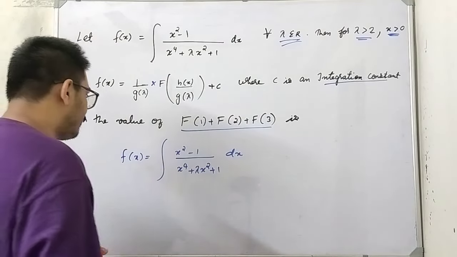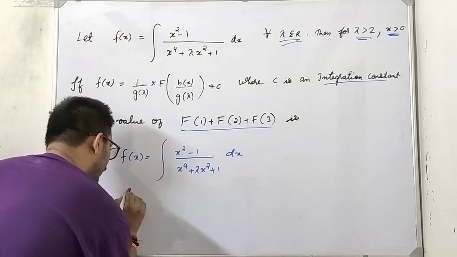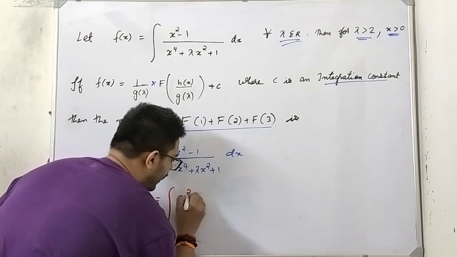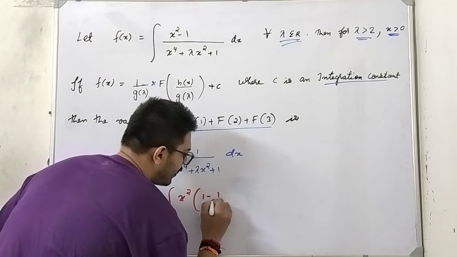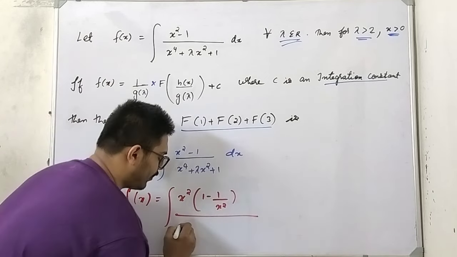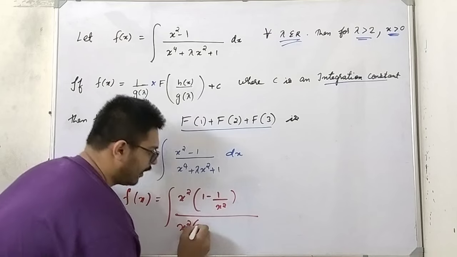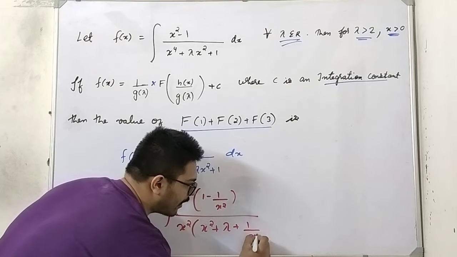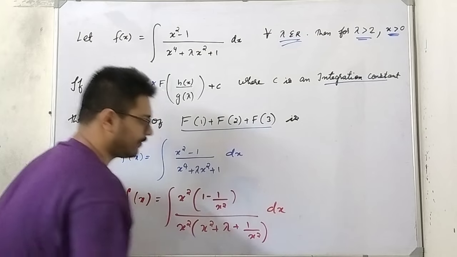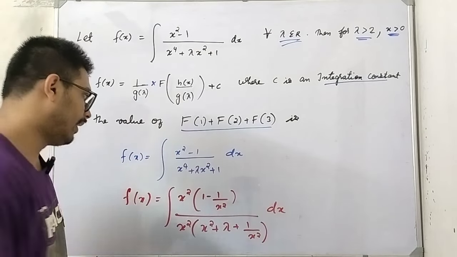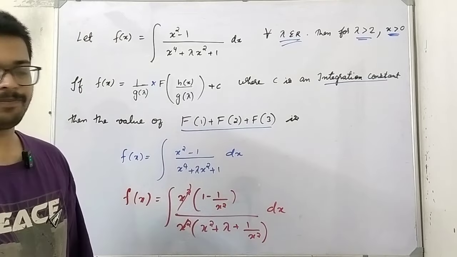First we can do it. f of x equals, first I am taking x square from the numerator, so it will be x square into 1 minus 1 by x square, the whole divided by, when I take x square from the denominator, x square into x square plus lambda plus 1 by x square, dx. Have you understood this? I have taken x square from the numerator and denominator. Now I am cancelling them.